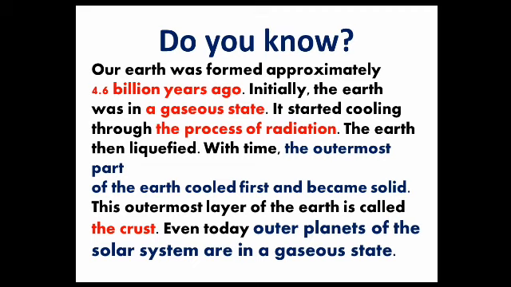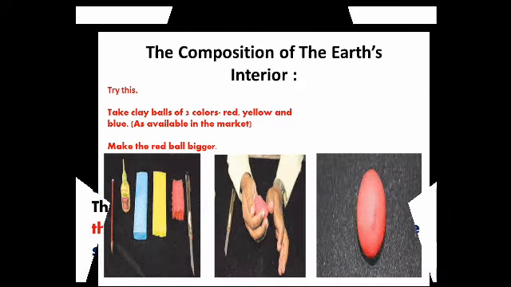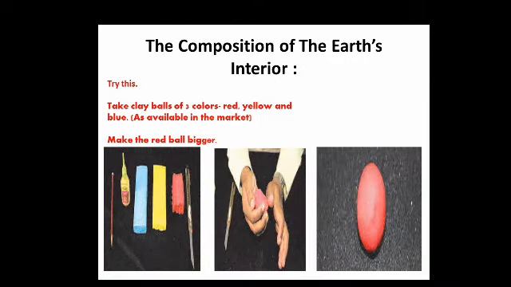Here, for better understanding of the layers of the earth or the composition of the earth's interior, one activity is suggested. You can try it at home if it is possible. What activity is it? Take clay balls of three colors, red, yellow and blue, as shown in figure C, and make the red ball bigger. It is shown in figure number 3. If you handle that clay, it will become easy to conduct this activity.